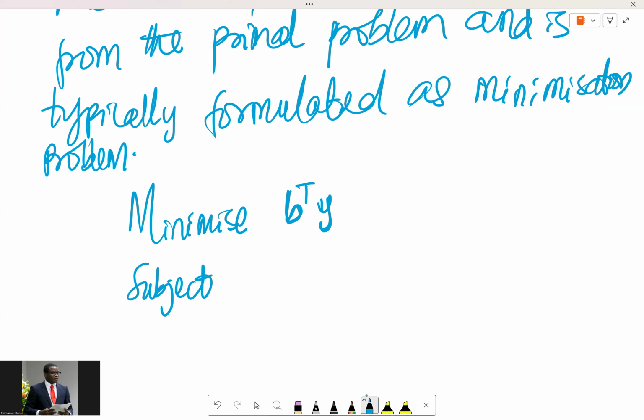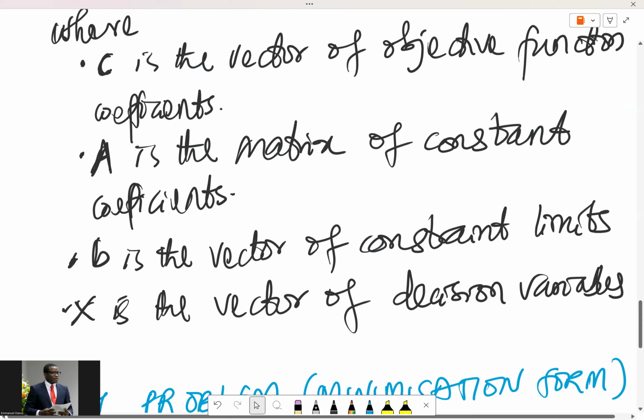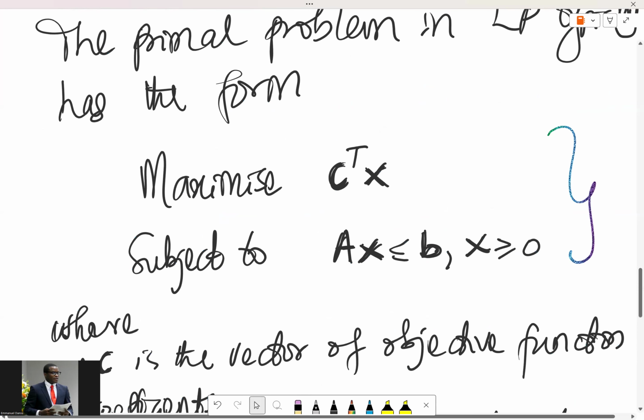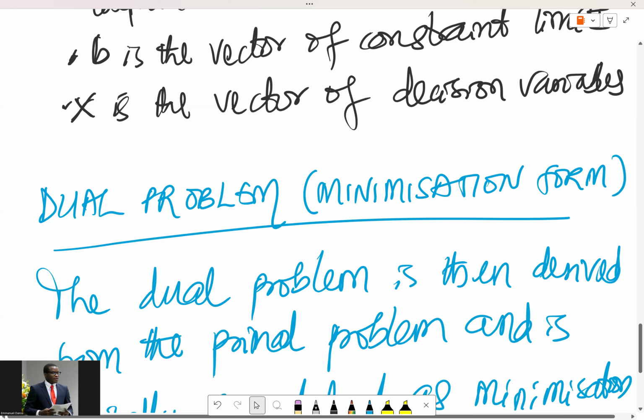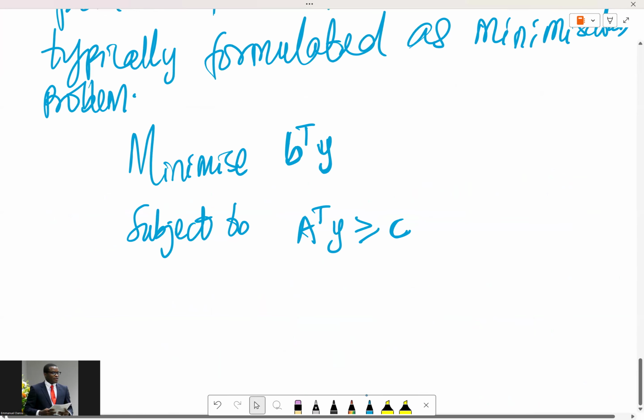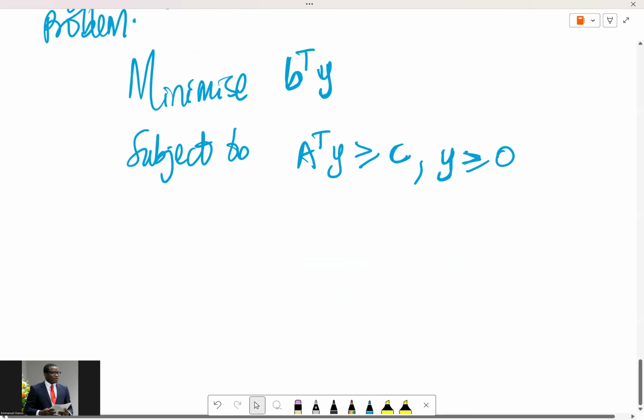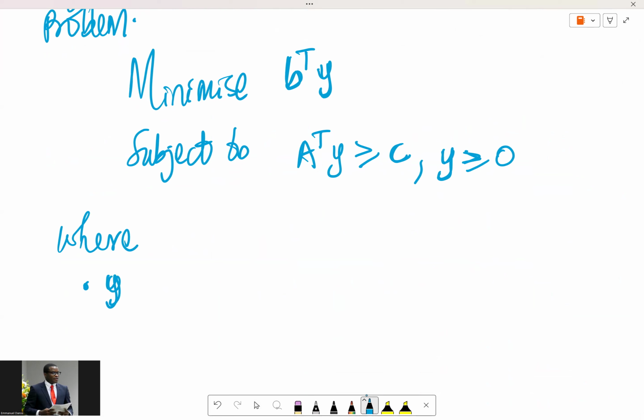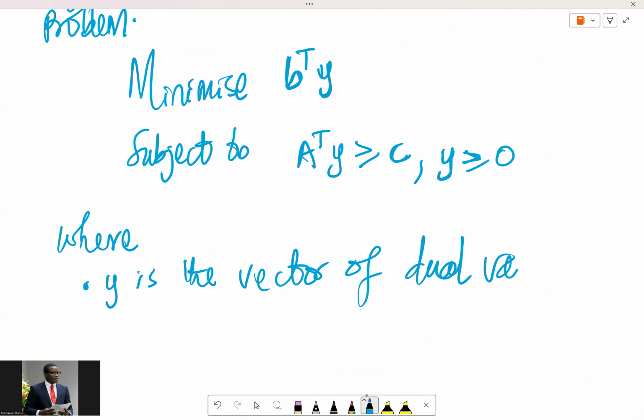So minimize B transpose Y subject to A transpose Y greater than or equal to C. The other time we had AX less than or equal to B, so you see less than or equal to is transformed to greater than or equal to C, and your decision variables Y will be greater than or equal to 0, of course, that's the non-negativity constraint. Where Y is the vector of dual variables.